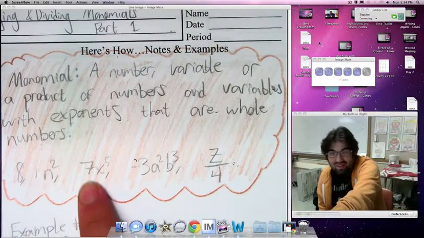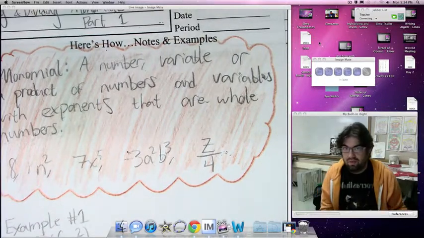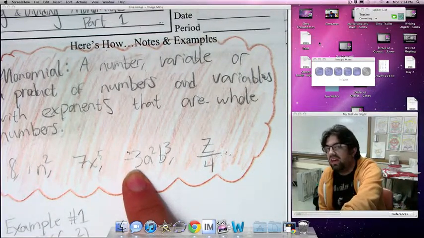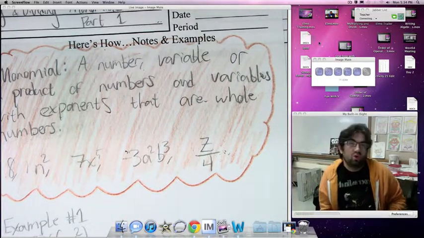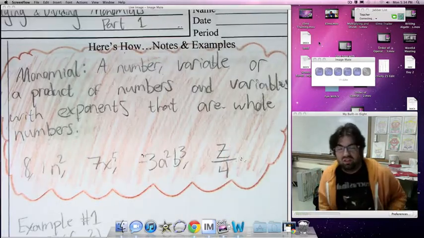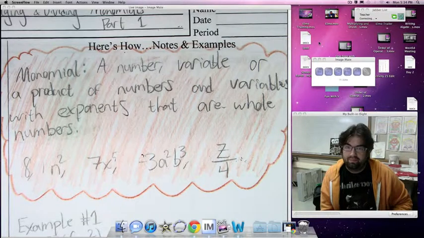So I could have 7 times x to the 5th. So 7x to the 5th. Or I could have negative 3a squared times b to the 3rd. Also, notice all the exponents are whole numbers. So that means basically 1, 2, it could be 0, but it cannot be negative.